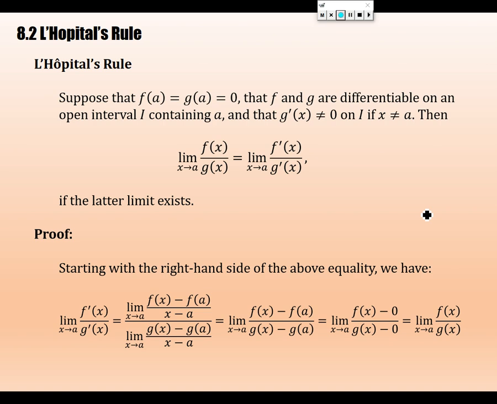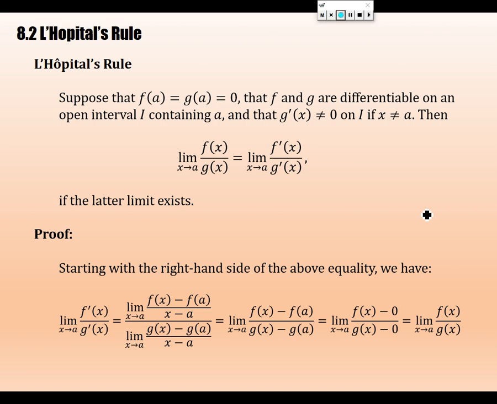Starting with the right-hand side, let's justify that this limit, where we have derivatives on top and bottom, is the same as the limit that we started with. So notice what I'm doing on top and bottom. What am I replacing top and bottom with? f prime of x is equal to this. Oh yeah, that is the definition of the derivative at a. Or the definition of the derivative at a for g. Difference quotient, right? The x minus a's can be canceled out.